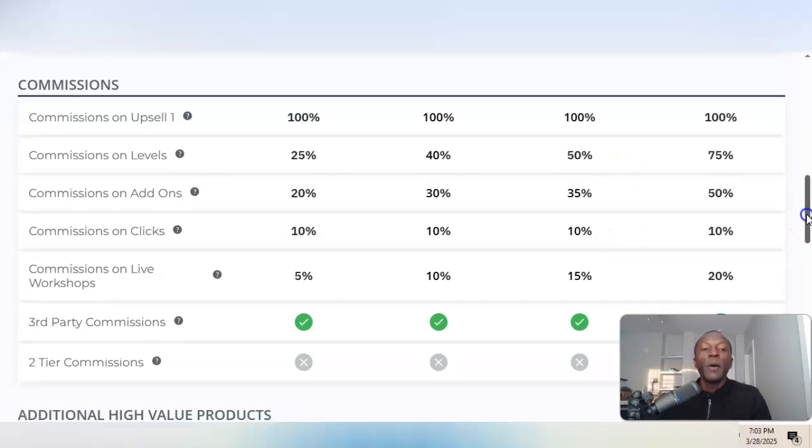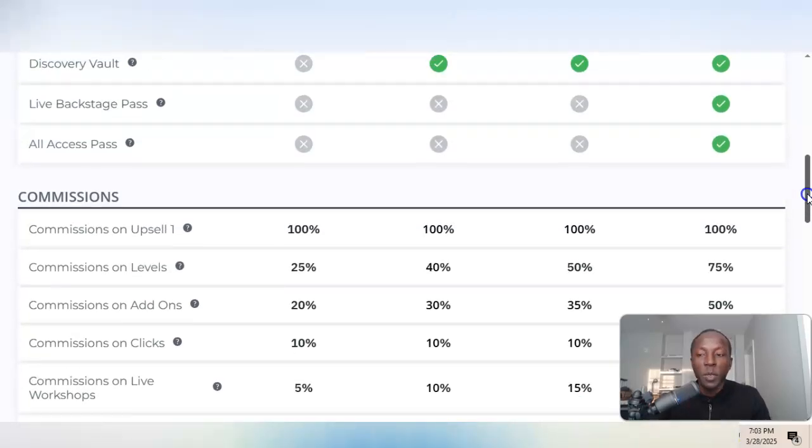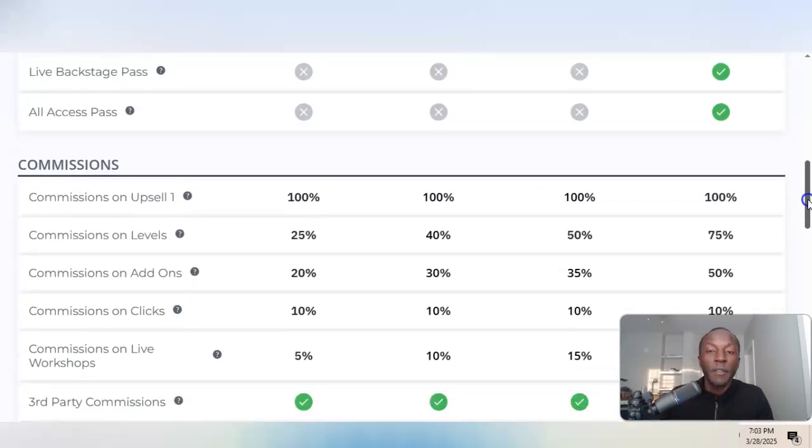Now, I'm at the platinum level as we speak right now, but everything that I have done, or everything that I will be doing to generate commissions at the platinum level, are the same things that I would be doing to generate commissions even if I was a free member.